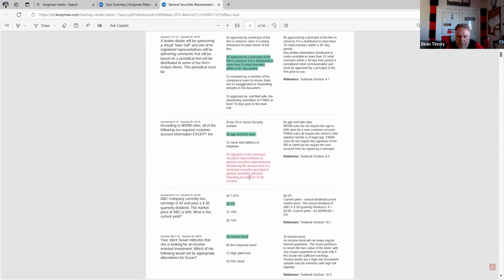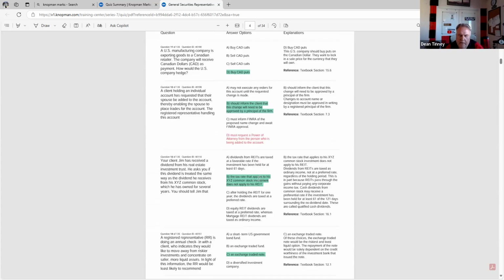Age and birth, the signature of the muni principal representative is young. Now that's kind of interesting. They're saying there's a distinction between the MSRB. Must request a power of attorney. I don't know how we missed that. Did we not click that button? I think we said he needs trading authorization. Did I just hit the wrong button on that one?